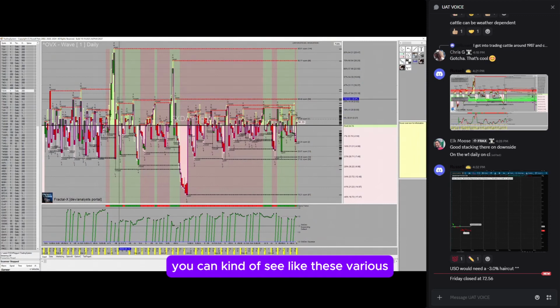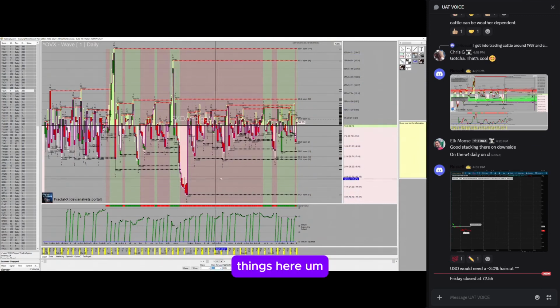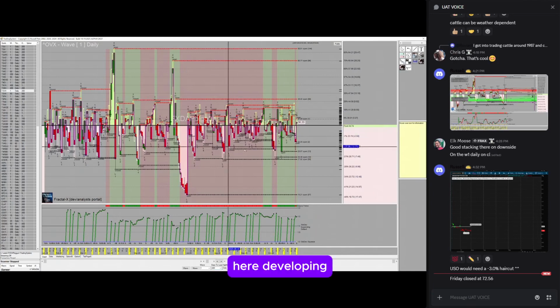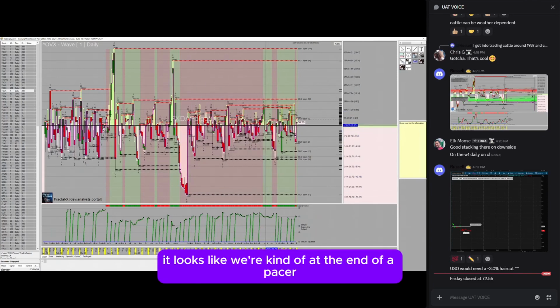You can kind of see these various things here. That would generally mean crude oil is due for substantial variance either way. What I would like to see is that whipsaw play out. Basically, we get that substantial downside move, and that would allow a good buying opportunity for crude oil, like a potential floor developing over the course of several weeks maybe. But this is what we see on OVX. We're clearly in a range developing. It looks like we're at the end of a pacer squeeze.